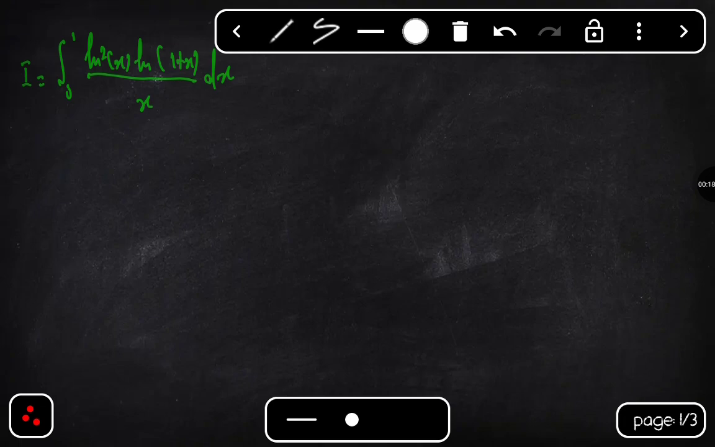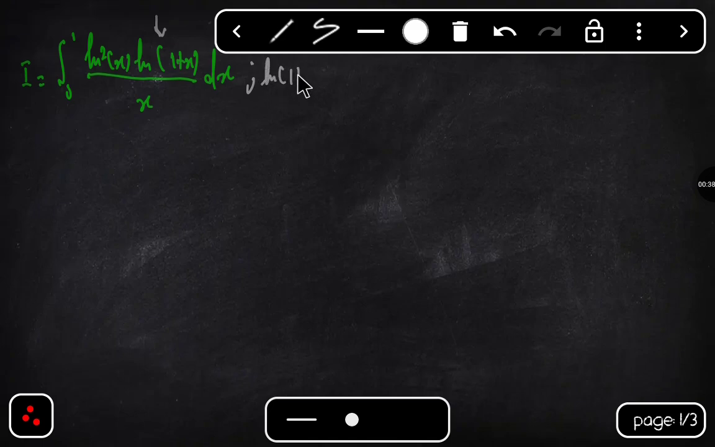Alright guys, so let's dive in. So how do we solve this beautiful integral? This is what we are going to do first. We are going to write out the series representation of ln(1+x). Okay, so let me write down the series representation of ln(1+x).